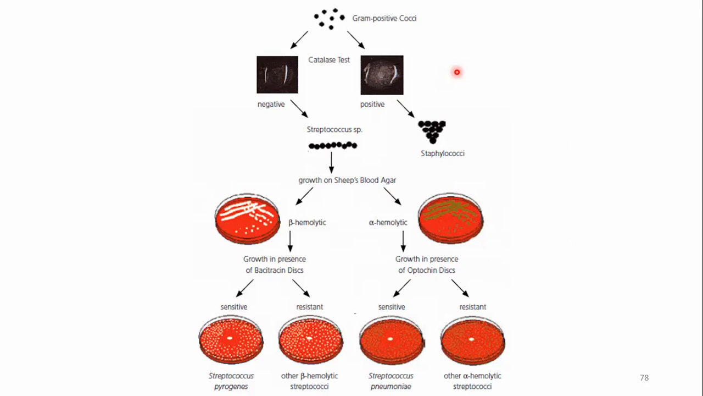Okay, so let's just have a quick review on how we identify gram-positive cocci. Always keep in mind, once you identify a gram-positive cocci, your next step should be catalase test. Why catalase test? So that we can further differentiate Staphylococcus versus Streptococcus. If the gram-positive cocci identified is catalase positive, most likely that is your Staphylococcus. On the other hand, if it is catalase negative, that is your Streptococcus. Again, the best medium of choice to identify Streptococcus species is blood agar plate. Why? Because 5% sheep blood agar plate is the best culture medium to observe hemolysis.